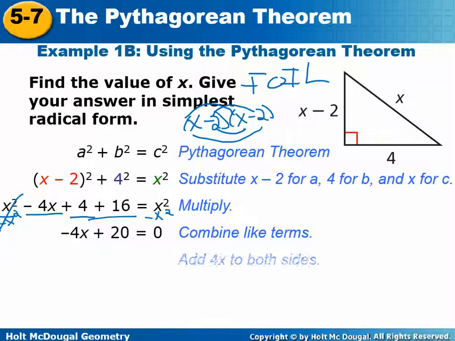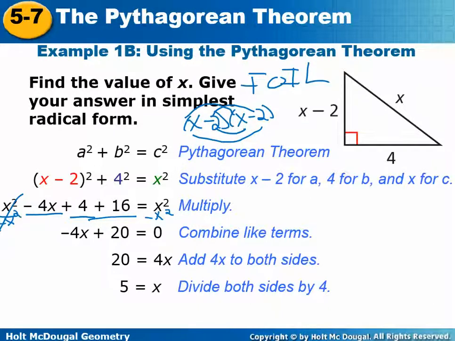So now we can solve for x by either subtracting 20 from both sides and dividing by negative 4, or the other solution is to add 4x to both sides and then divide by positive 4. You'd get the same answer. Either way, you're going to get that x is equal to 5. So this one uses a few algebra skills, and hopefully you can correctly solve that for x.